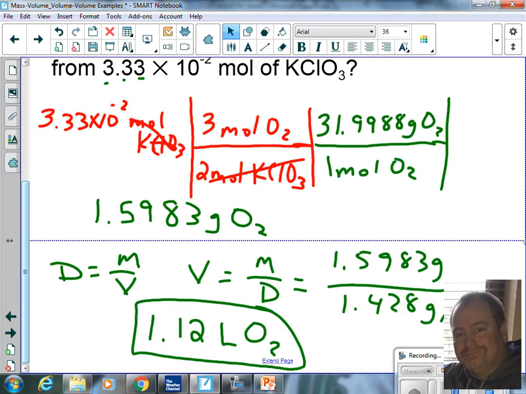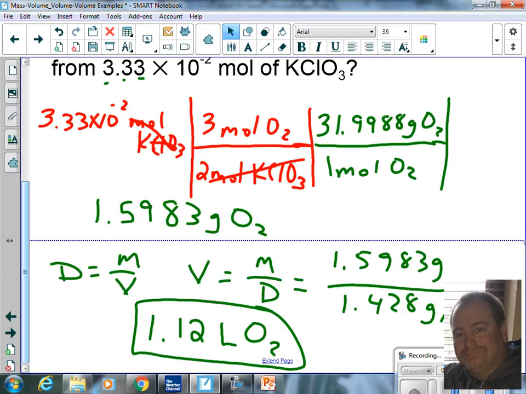Questions for me on that one? Now, the big thing to realize here, why can I not use 22.4 liters? We're not at STP, and we don't have gases. If they didn't give me a density, could I do this problem? Absolutely not. Absolutely not.